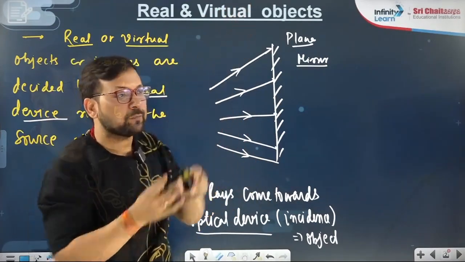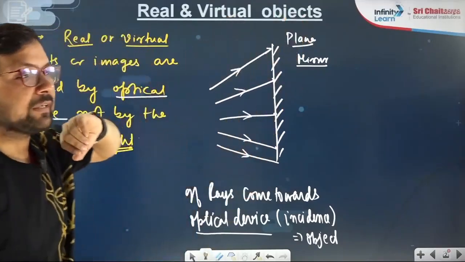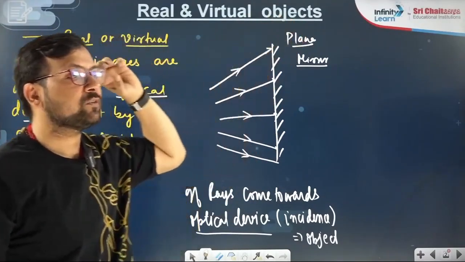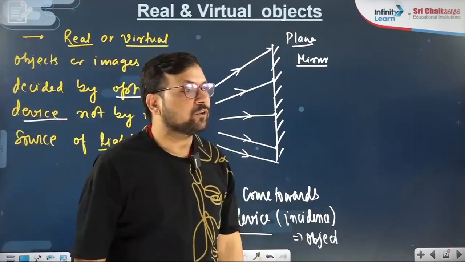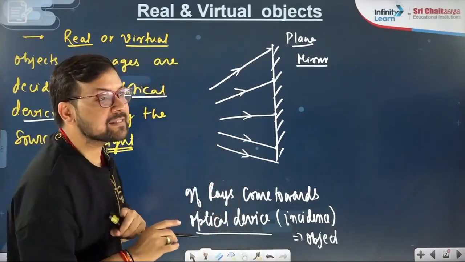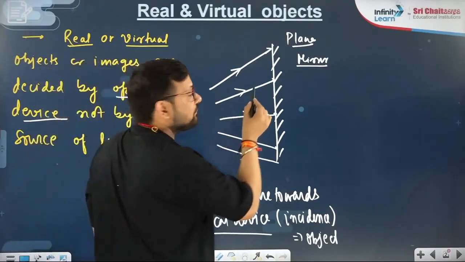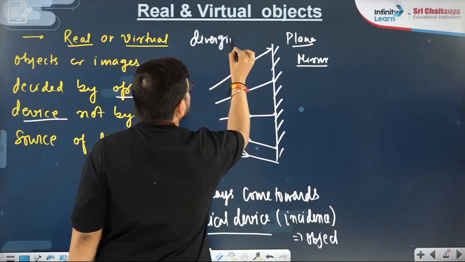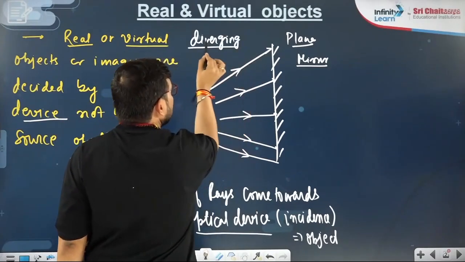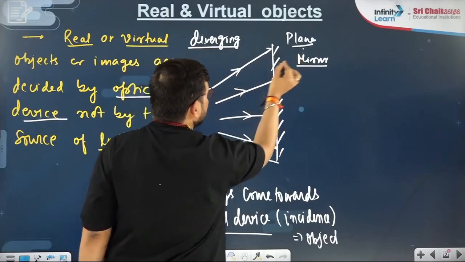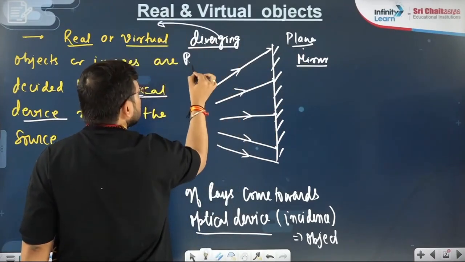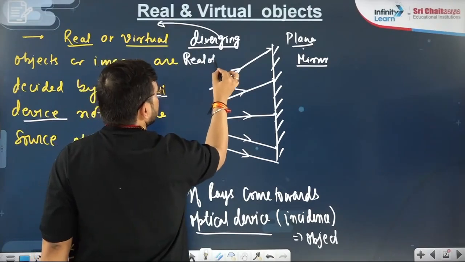These light rays, when falling on the optical device, are they diverging or converging? Everyone, answer. Look at this. They are diverging. Good. Whenever light rays are diverging on an optical instrument, that refers to a real object. Means we are talking about a real object.